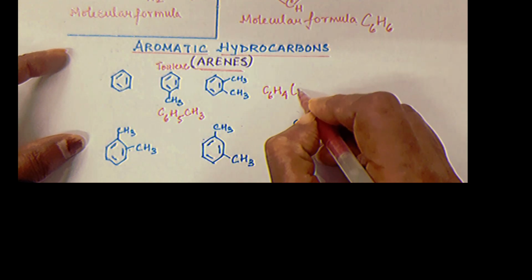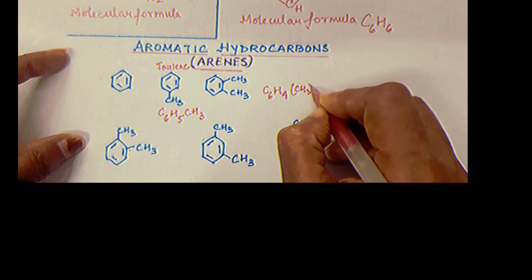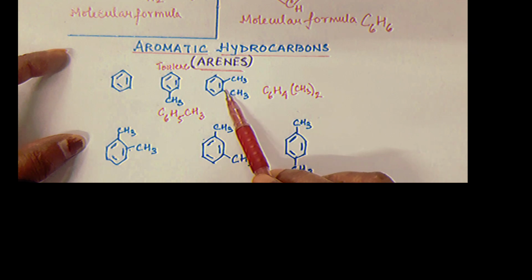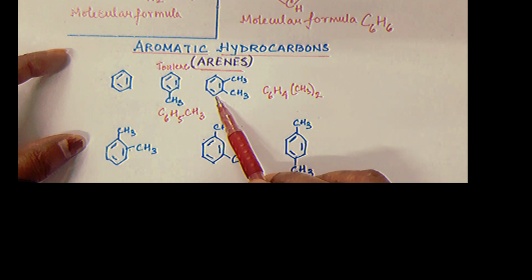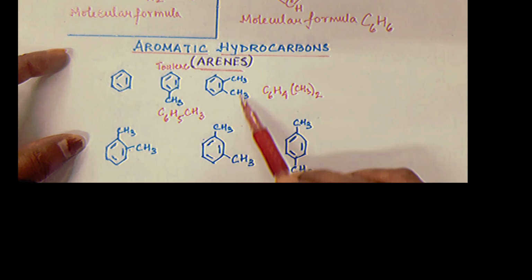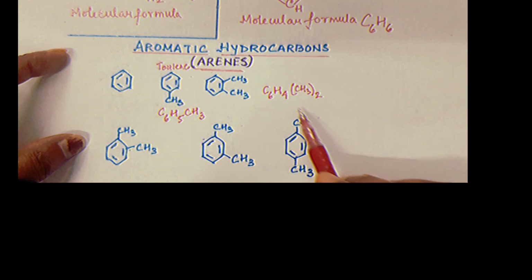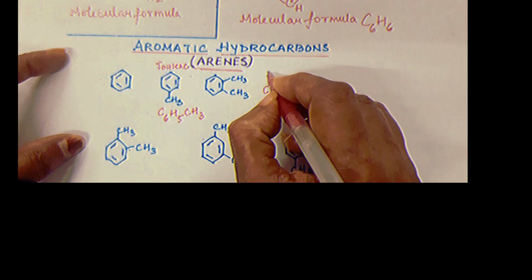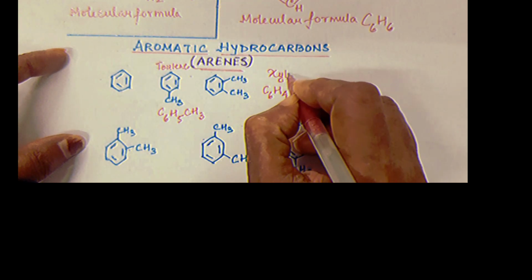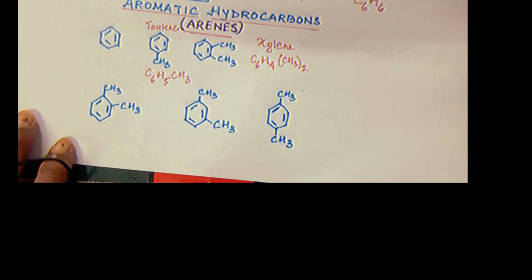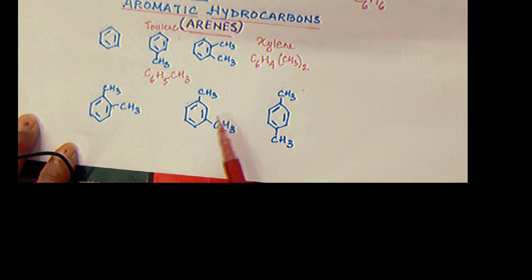C6H4(CH3) whole twice. See, these are the 6 carbon atoms. Here are the 4 hydrogen, and the rest 2 are covered with 2 methyl groups. This is C6H4(CH3) whole twice. And this structure is called xylene. X-Y-L-E-N-E. Xylene.